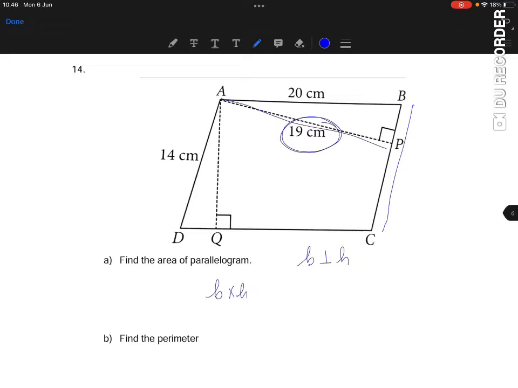It's a parallelogram, guys, so you only need to copy the number 14 here, so you will have the same BC and AD. You will have 14 for the base, and the height is going to be 19. So 14 multiplied by 19 is going to be 266 centimeters square. Finish.